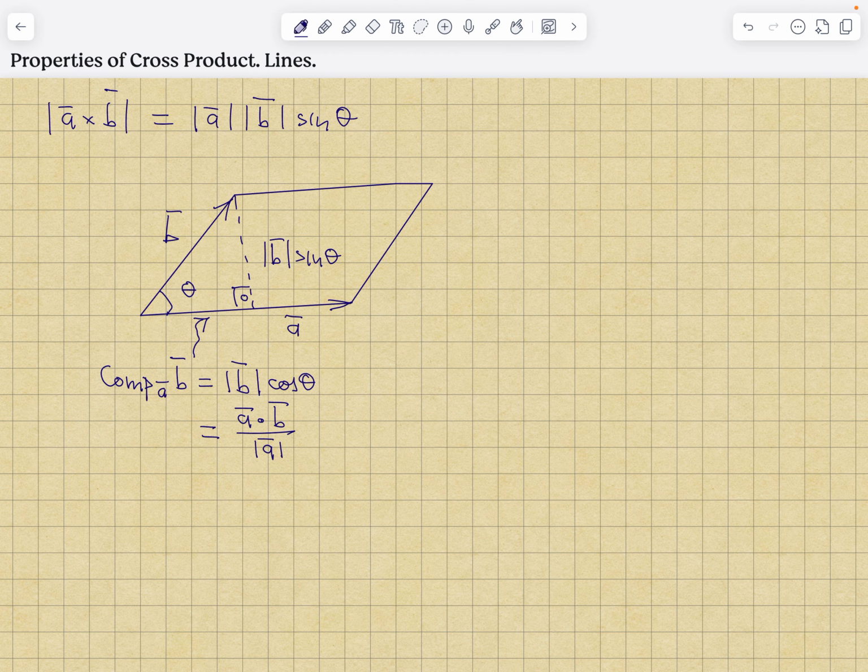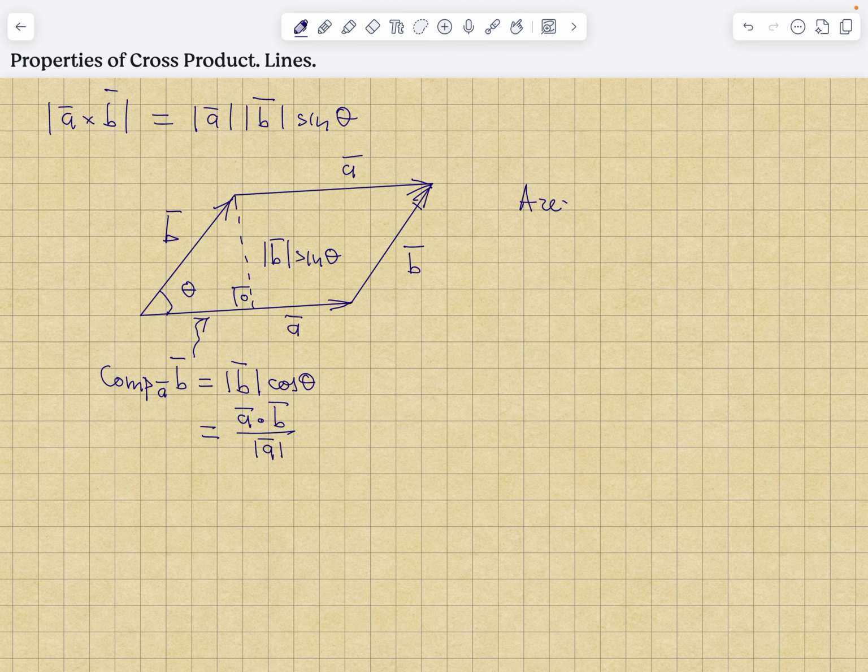And so what this gives you is a parallelogram, right? So two sides of length B, two sides of length A. And let's say I want to compute the area of this parallelogram.